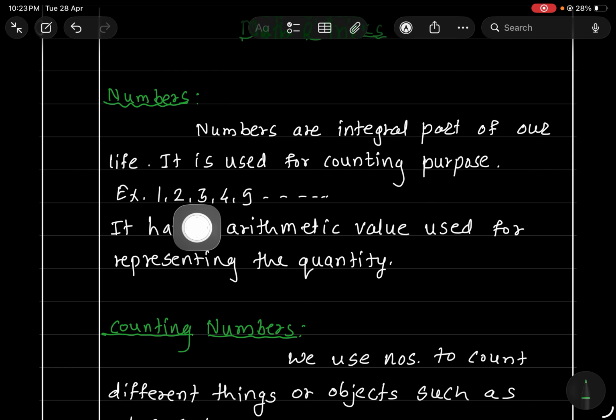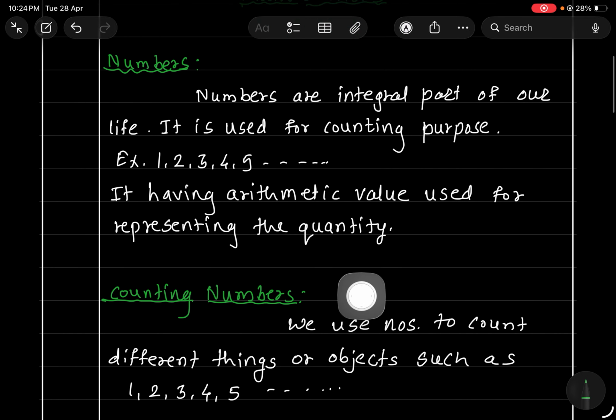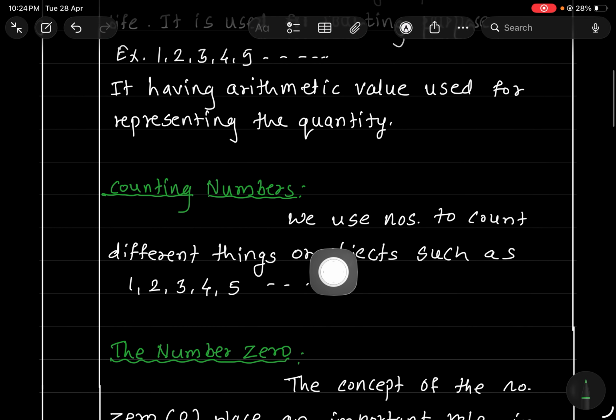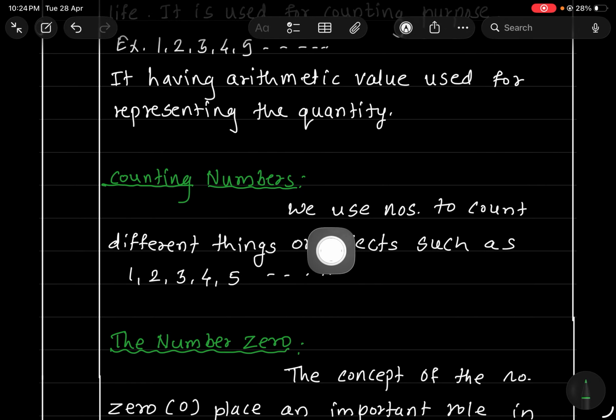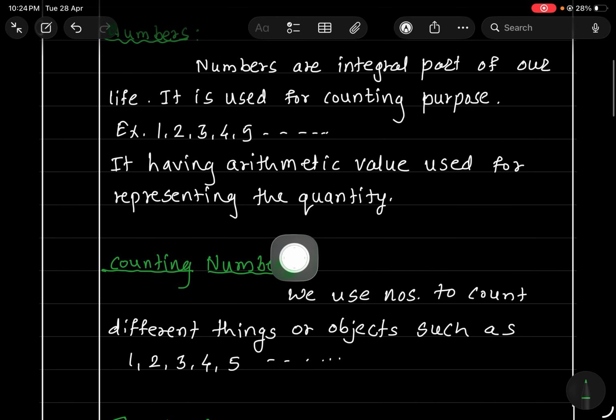Very simple, 1 2 3 4 5. It has an arithmetic value. Arithmetic value here means we are using addition, subtraction, multiplication and division. We are using it for that, which is called arithmetic, used for representing quantity. Then counting numbers: we use the numbers to count different things or objects, such as 1 2 3 4. If you see this concept, it is very easy.